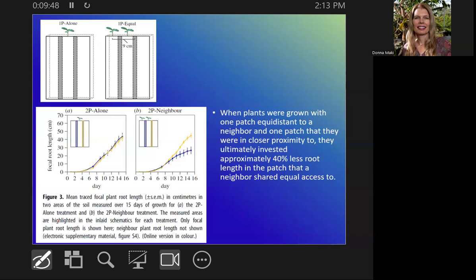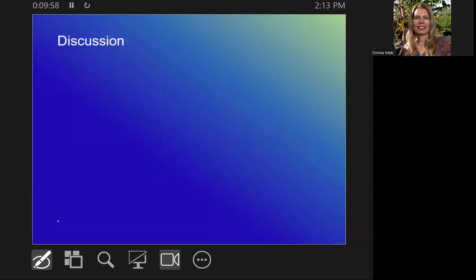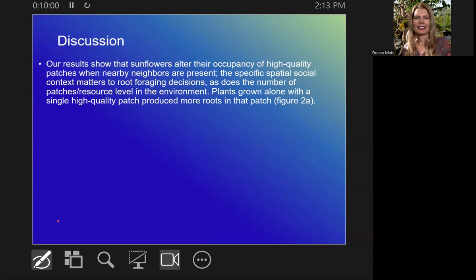Right, so that's a big difference in terms of how it was deciding to shift its root growth. And so really the only difference here, when you look at the control versus the test example, the treatment, is that they just added in a neighbor and asked how it behaves in that situation. With the sunflowers, they behave differently if they were growing all by themselves versus if they could sense a neighbor.